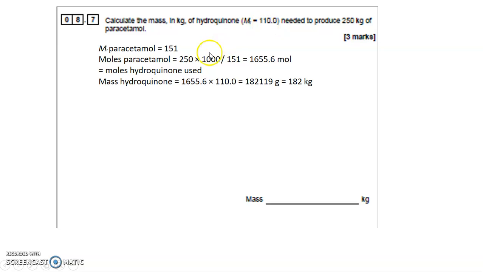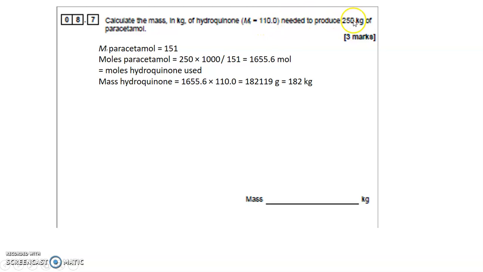So I've got the same number of moles of hydroquinone used, and then moles is mass divided by MR. I've got the MR of hydroquinone, multiply the number of moles, which is 1655.6, multiplied by 110, 182,119 grams, and then to get grams up into a higher unit value, you divide by 1,000, giving 182. Probably safer to convert into grams and kilograms, because you'll get some marks for the working out if you make a mistake at a later stage.